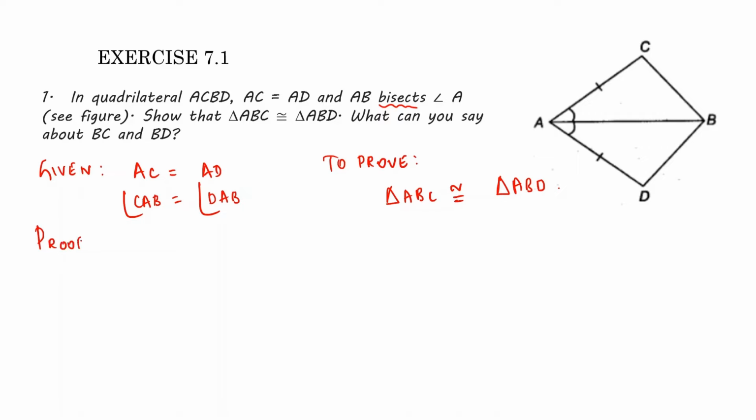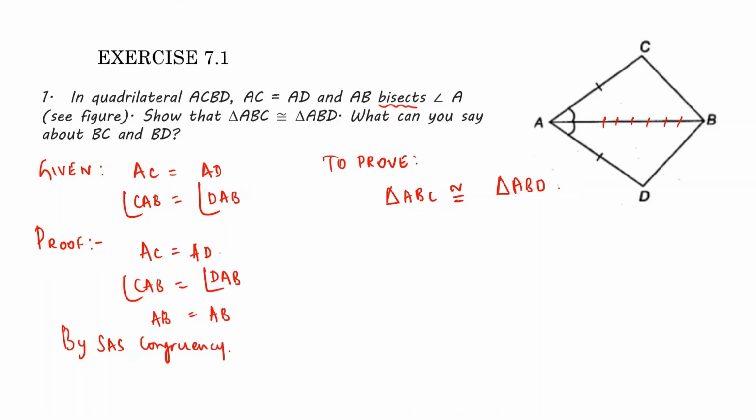How can we prove that? Let's look at the diagram. Comparing both the triangles ABC and ABD, we find that side AC equals side AD and also angle CAB equals angle DAB, which are both given data. Also, we could say that side AB equals side AB because it's common in both the triangles. So, what congruency is this? By side angle side congruency, we could say that triangle ABC is congruent to triangle ABD.